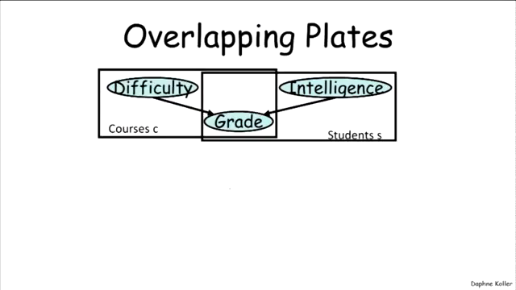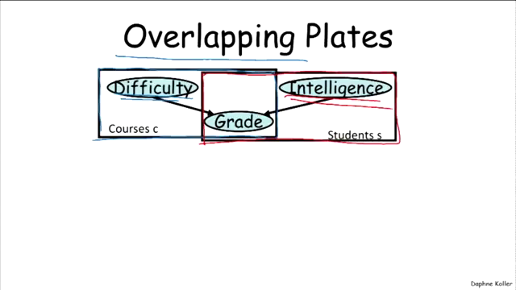And so that gives us an alternative representation, which is what's called plates that are not the same, but that overlap, that are not nested, but that overlap with each other. So in this case, we have the course plate, which is this plate over here, and we have the student plate, which is this one over here. And the assumption is that the difficulty is a property only of the course. So this is the difficulty. The intelligence is a property of the student. And only the grade is a property that depends on both.